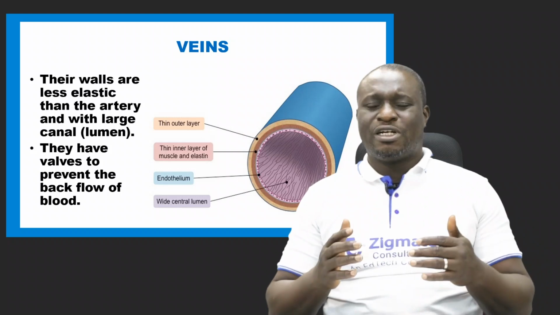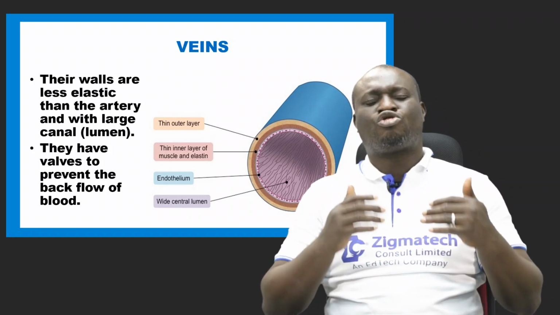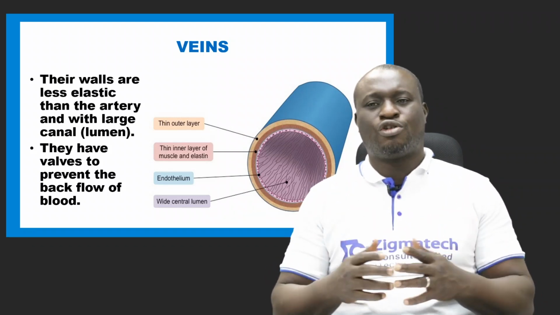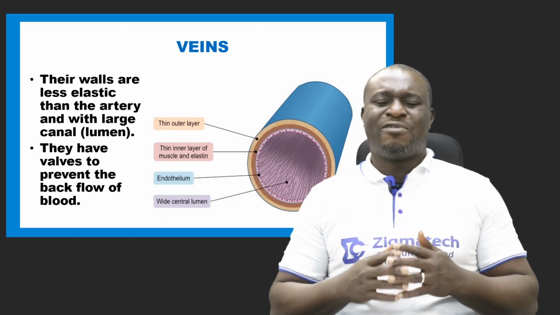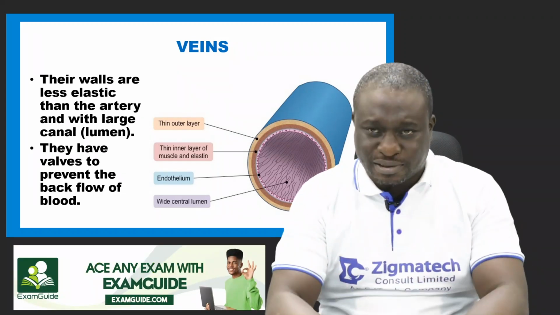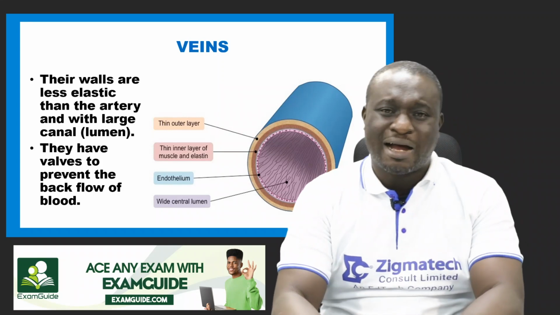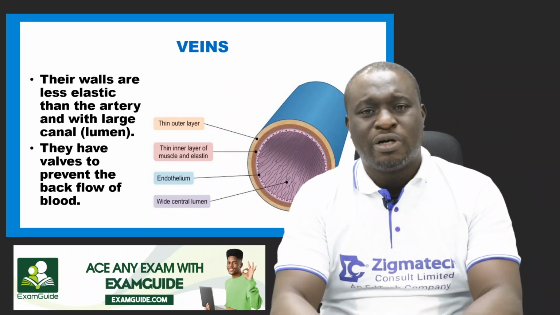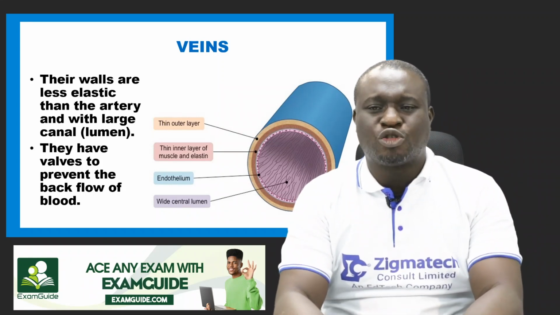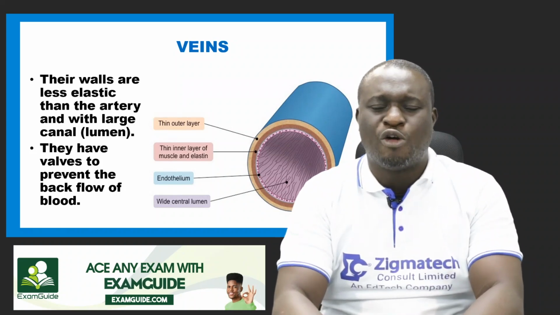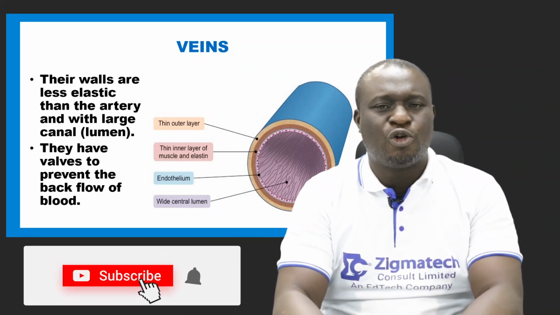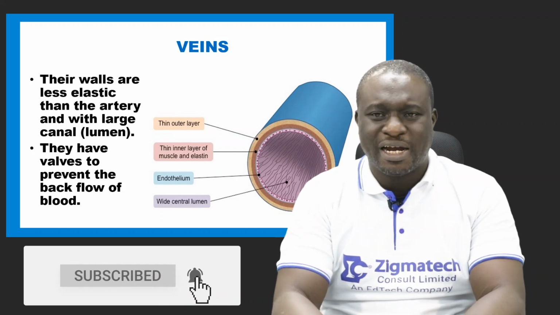Another feature of the structure of the vein is that veins have valves. Remember, arteries do not have valves. And I said that the function of the valve is to prevent the backflow of blood. So there is no backflow of blood in the vein.